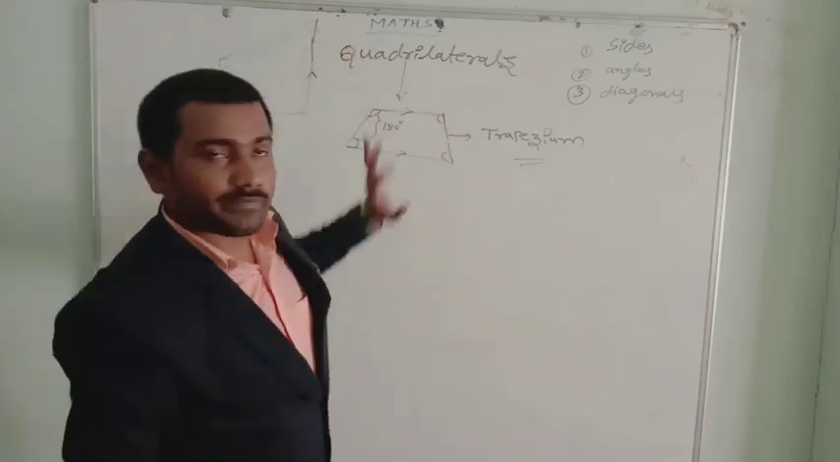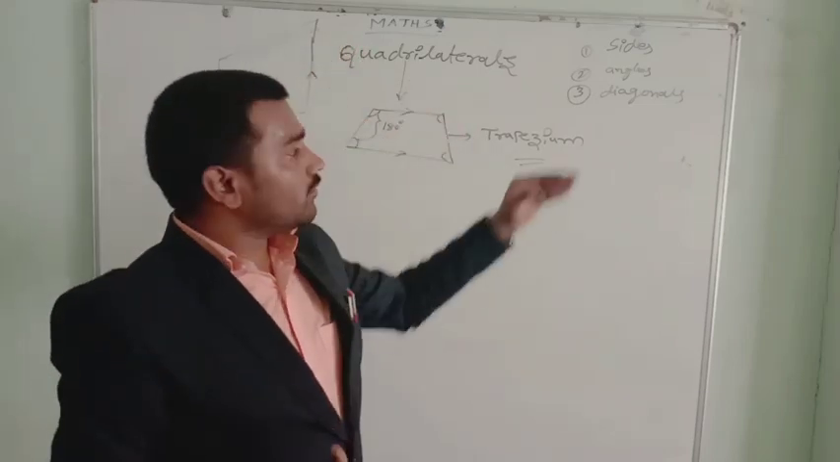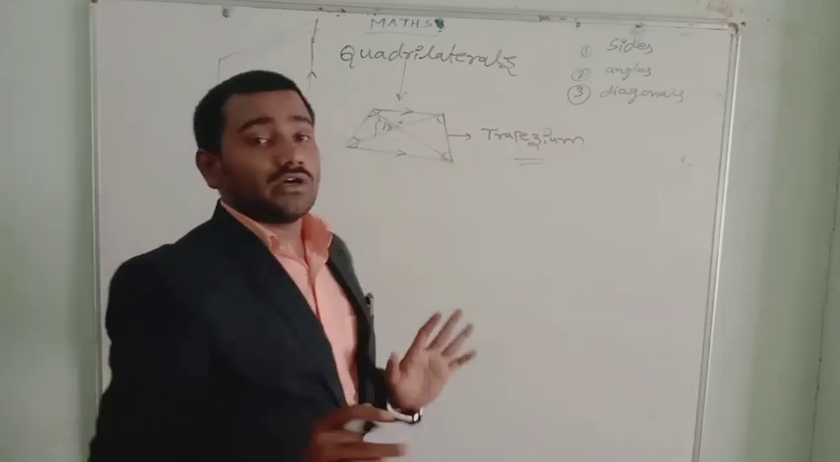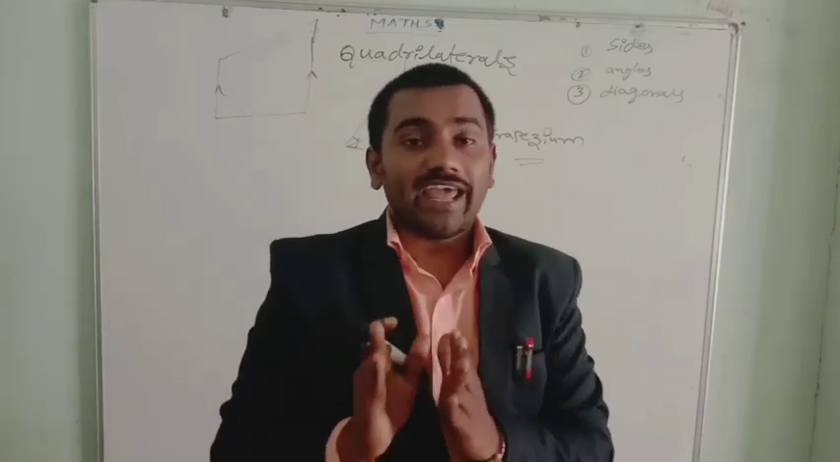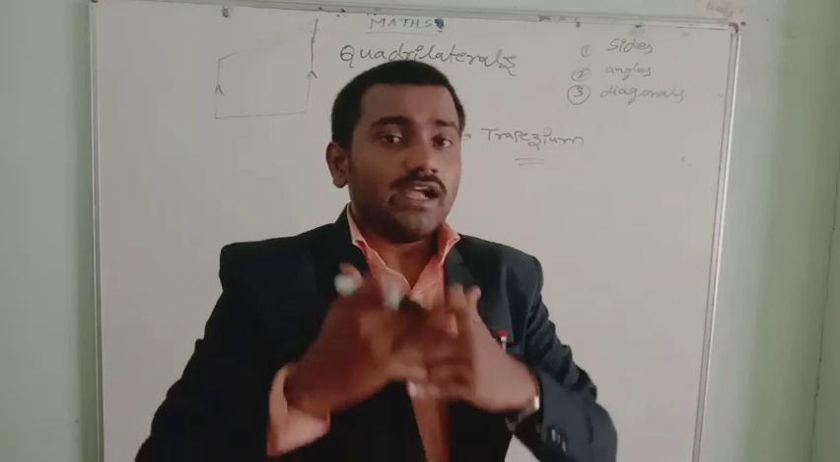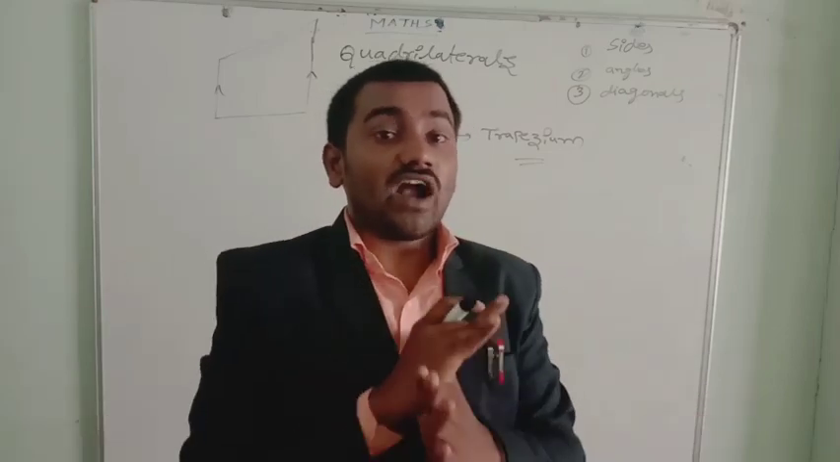Only these sides. Okay. Next, about the diagonals. Diagonals are intersecting each other. In the trapezium, only diagonals intersect each other. Diagonals are not equal in length. They are only intersecting each other and they are not equal in length.